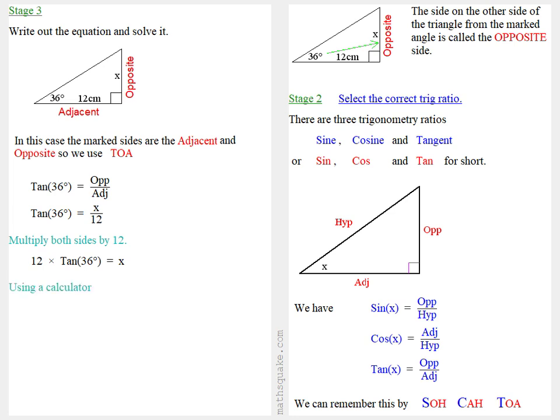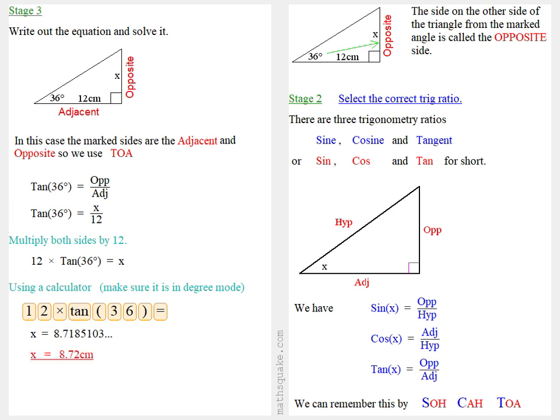Now we can work this out using a calculator, but make sure it's in the degree mode. We type in 12 times tan in brackets 36 equals, and that gives us an answer, x equals 8.7185103. Well, we usually round it off to three significant figures, so that's x equals 8.72 centimetres.